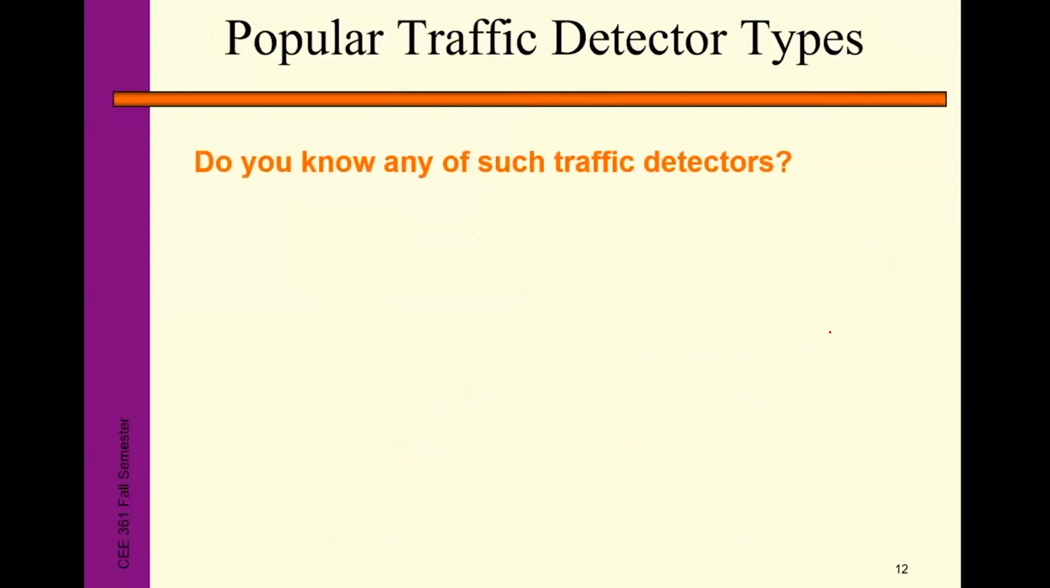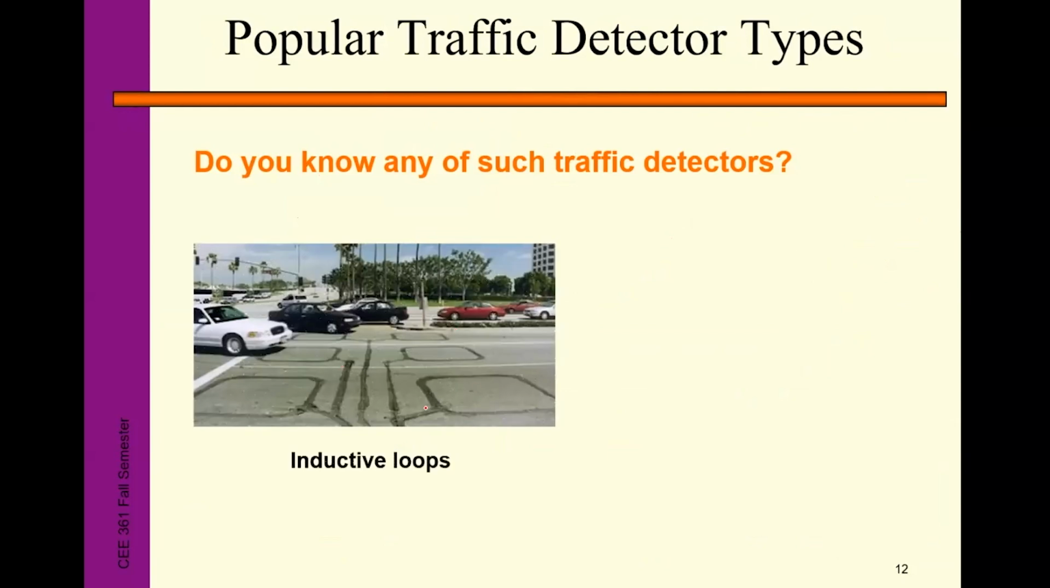Then I'm going to talk about some popular detectors. Like I mentioned, I'm not sure if you have paid attention to any type of traffic detectors before. Like I show you, the traffic inductance loop sensor is one of the most commonly used traffic sensors in today's infrastructure. If you pay attention, you will see the pavement cut at almost every intersection and on freeway segments. Those are the inductance loop sensors.